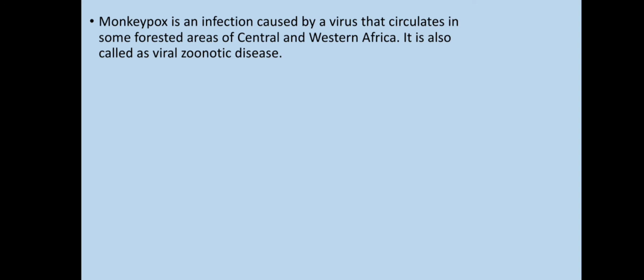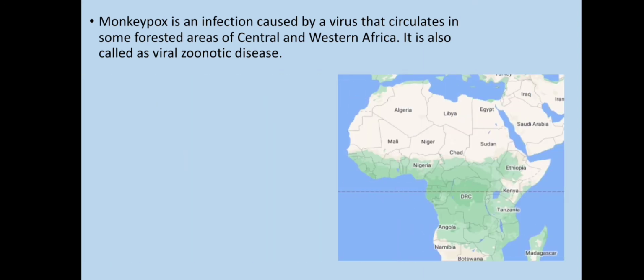Now I have used the term Central and Western Africa. So let's look at the picture and understand what Central and Western Africa are. In this map, at the center, the greenish part where DRC has been written is the central region. DRC stands for Democratic Republic of Congo. It is the name of a country, and in short, it is also referred to as DRC.